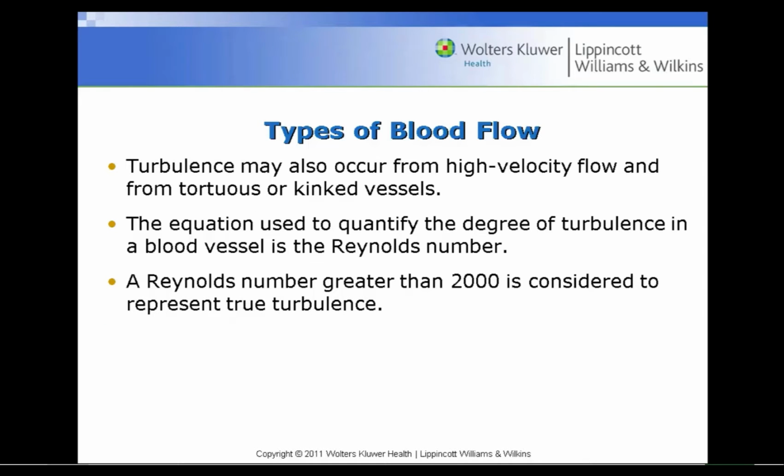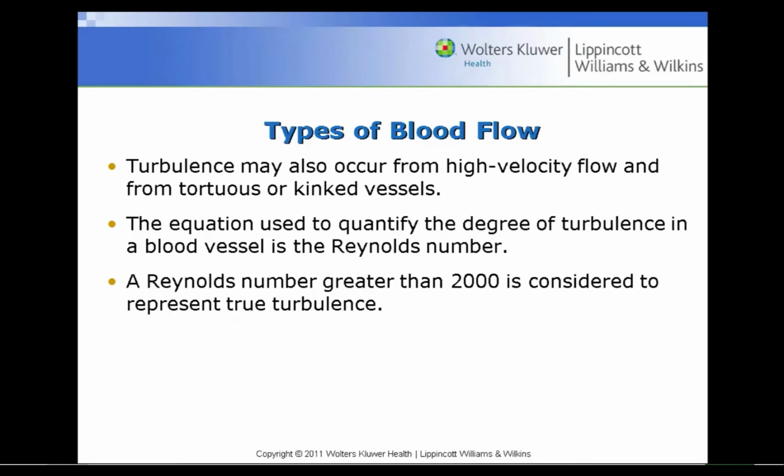Sometimes turbulence also occurs from tortuous or large vessels that may loop around themselves, or even a kinked vessel. So it may not always be due to disease. It could be just due to the size of the vessels, or if the vessel kinks on itself. It also could be due to some kind of thrombus in that area.